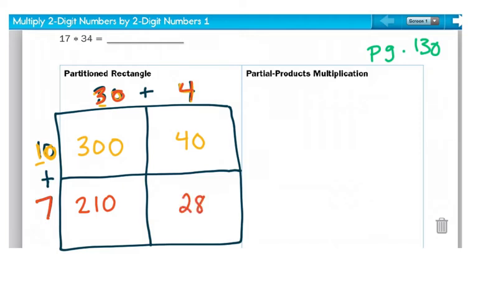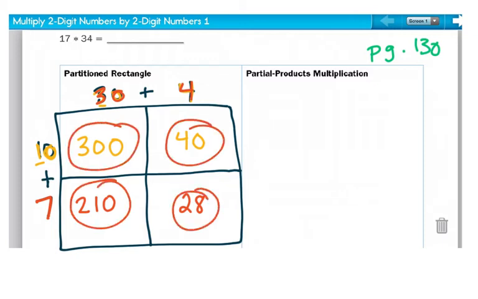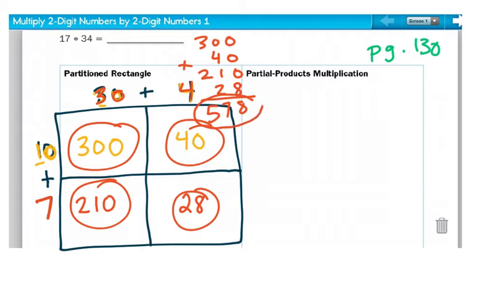What I'm going to do now is add up all of the boxes. So 300 plus 40 plus 210 plus 28. Go ahead and add those all up. 4 plus 1 is 5 plus 2 is 7, and 3 plus 2 is 5. The answer is 578. Now what I'm going to do is use partial products.